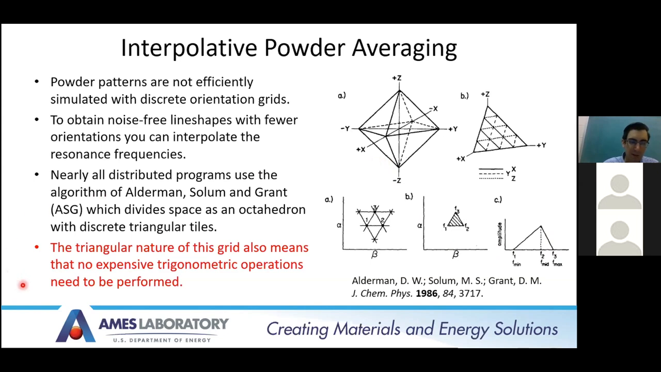The other reason why this is a very ingenious way to do powder averaging is because of the triangular nature of this grid, you never need to calculate any sines or cosines. Calculating sines or cosines is a very expensive calculation when you need to do it a large number of times, like you would in a normal NMR simulation. And so if instead you can calculate all those sines and cosines by just using the ratios of the different indices of your little triangles, then that generates a far faster program, because not only do you need to calculate fewer orientations, each orientation is in itself much, much faster to calculate.